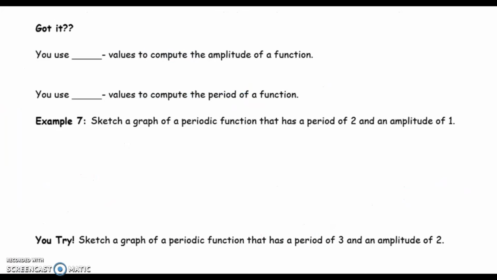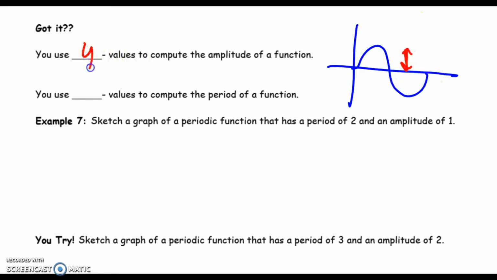So quick recap, you use what values to compute the amplitude? So if you picture your graph, amplitude, you're looking at a vertical distance. So that means you're using y values. You use what values to compute the period? Well, the period is the length of this full cycle. So that's across your x-axis.